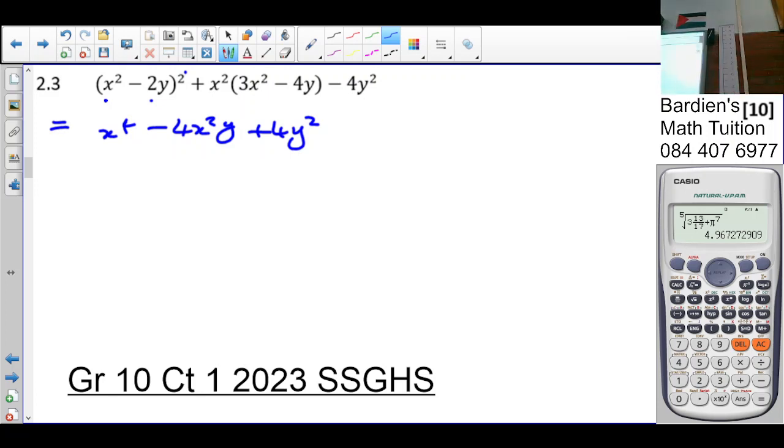In the next term, there are 3 terms, of course, getting rid of the bracket there. So x squared times 3x squared is going to give you 3x to the exponent 4, minus 4x squared y, minus 4y squared. We'll agree with that. Please let me know if I'm going wrong.